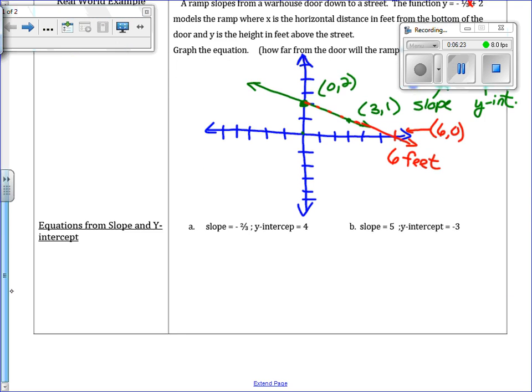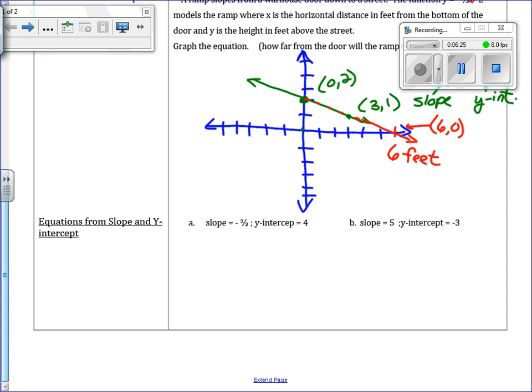What we want to do is create equations from slope and y-intercept. Basically, given the slope of negative 2/3, given the y-intercept of 4, all we're going to do is take our slope-intercept form, which is y equals mx plus b, and we're going to go ahead and make it y equals negative 2/3 x plus 4.